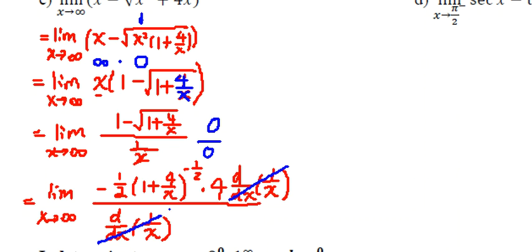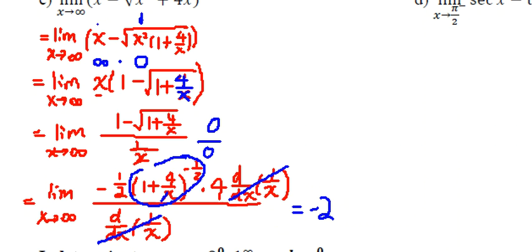Now after that, I'll plug infinity into x. So 4 over infinity will be 0, and 1 plus 0 is 1. 1 raised to any power is going to be 1. So this whole piece will be just 1 after you plug in infinity for x. And then negative 1/2 times 4, you get negative 2, right? So negative 2 is my final answer.